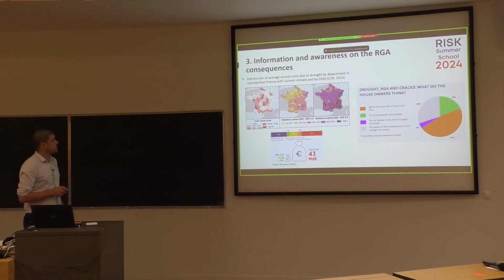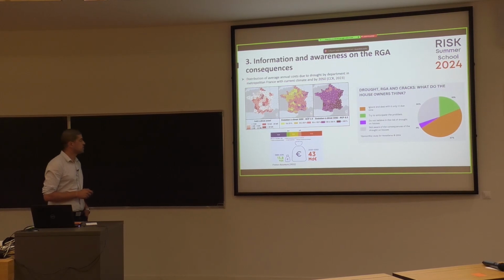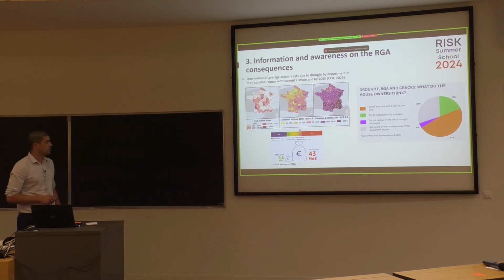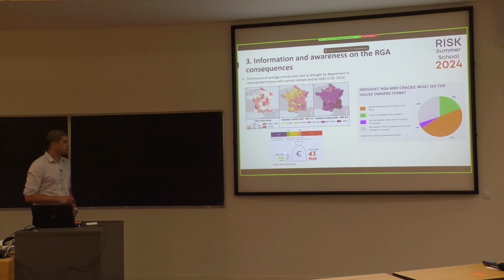Now I move to the third point of this presentation, information and awareness on the RGA consequences. On the left side, you have a distribution of average annual costs due to drought by department. It is a projection to 2050, and you can see the maps given the situation in the future, with the increase of the charge related to drought. And here at the bottom, the total charge related to drought will be multiplied by 3 and reach 43 billion euros.